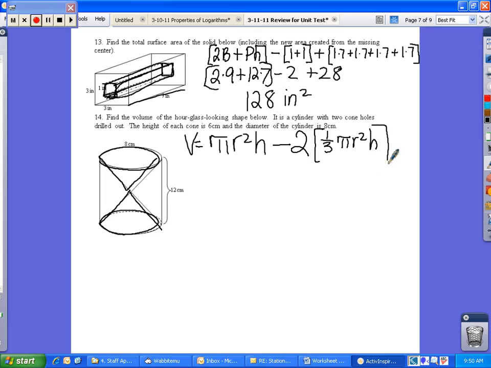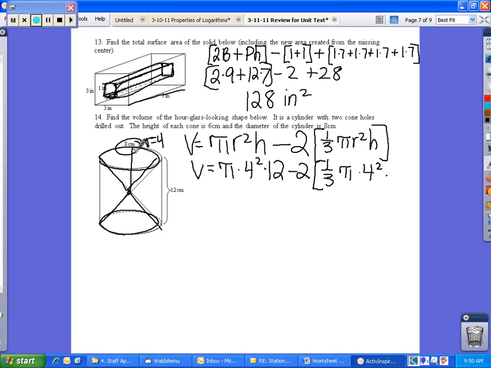So 2 times 1/3 pi r squared h. And I'm going to fill in what I know. Pi, the radius, is half of 8, which is 4. So 4 squared times the height of the cylinder, which is 12. Subtract out 2 times 1/3 pi r squared, which is 4 again, but the height of the cones is half that of the cylinder. So if it's 12, then I take half, and those are 6. And I have 2 of them. Okay? So now I need to simplify.